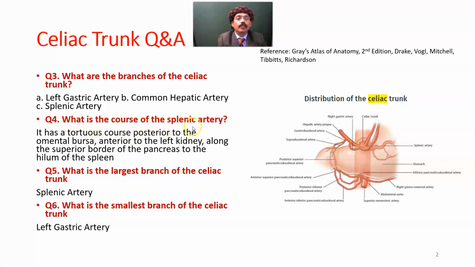What is the course of the splenic artery? It has a tortuous course posterior to the omental bursa, anterior to the left kidney and also the left suprarenal gland, along the superior border of the pancreas to the hilum of the spleen. What is the largest branch of the celiac trunk? Again, the splenic artery. What is the smallest branch of the celiac trunk? The left gastric artery.